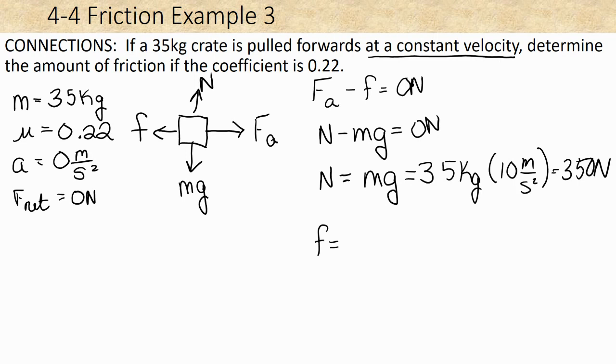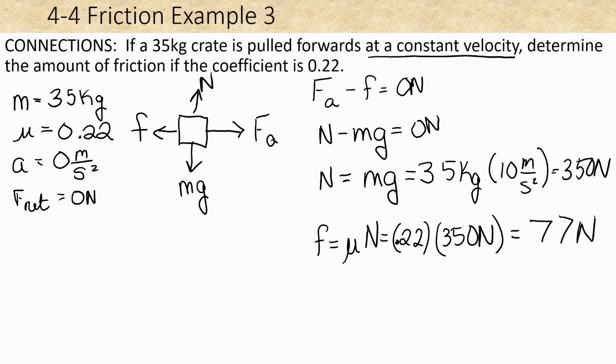So now we have what we need. Normal force is equal to mass times gravity. For the sake of simplicity, I'm going to round gravity up to 10 meters per second squared. And we see that the weight is 350 newtons. And so now we can get the friction. The coefficient times the normal force. 0.22 times 350 newtons. 0.22 times 350, plug that into your calculator. There are 77 newtons of frictional force present.